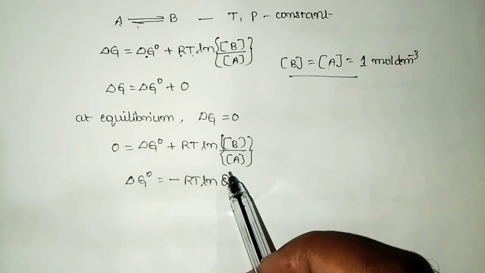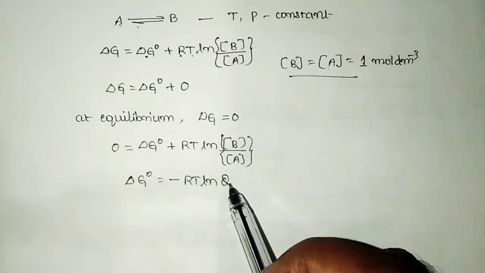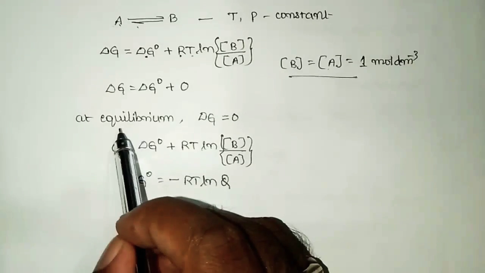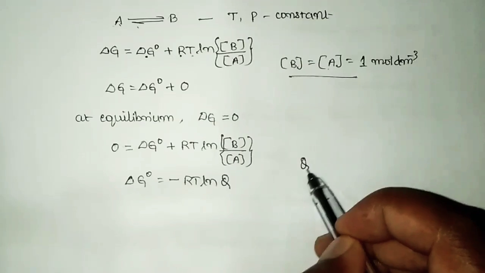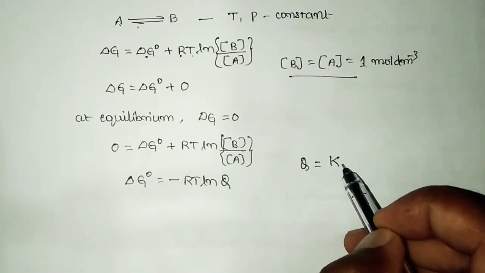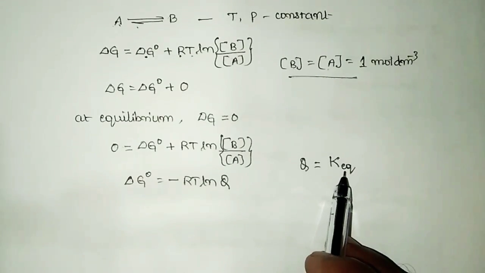When the concentrations are different, we take it as the reaction quotient. But since we are applying the condition of equilibrium, the reaction quotient will be replaced with a constant K_eq, which is called the equilibrium constant.